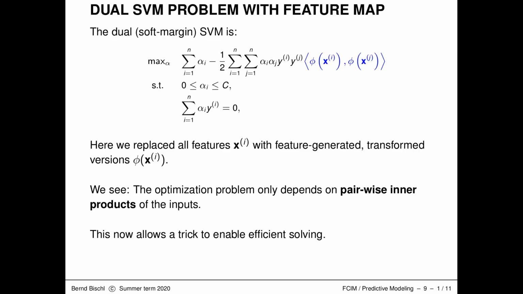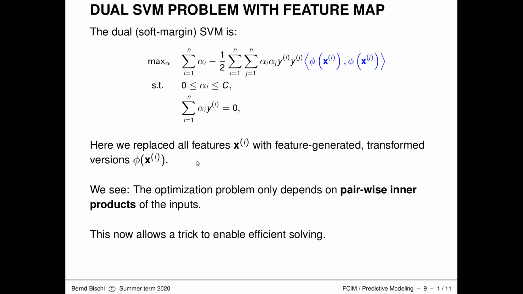Okay, so short recap. The dual soft margin SVM was exactly this quadratic program under these box constraints and under this linear constraint here. And what we already discussed was that it could be quite nice if we could do feature generation and if we would have this feature mapping phi here, which turns our original data or feature vector x into a richer, higher dimensional, more convenient representation of our observation.